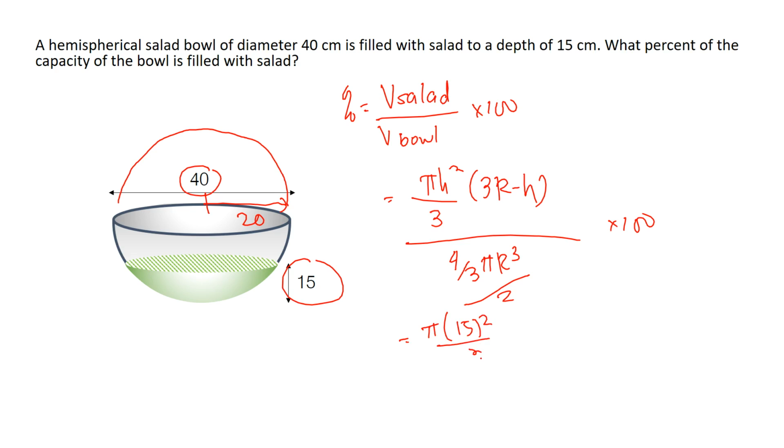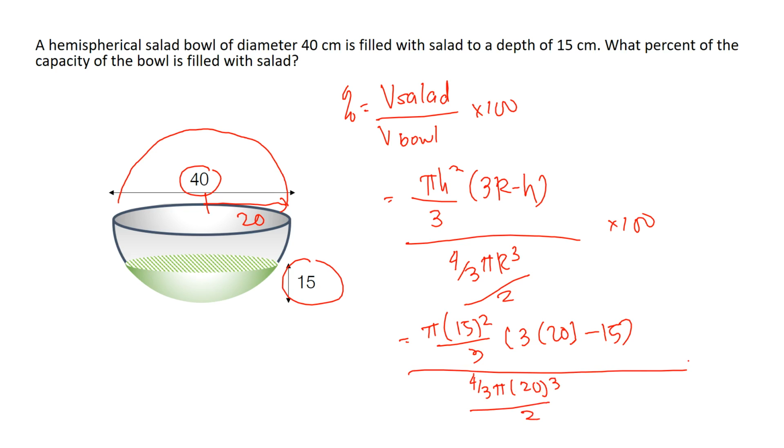15 squared over 3. 20 minus 15 divided by 4/3 pi 15 cubed, over 4/3 pi 20 cubed. Divided by 20 times 100. Okay, what is our percent, class? Please solve it.